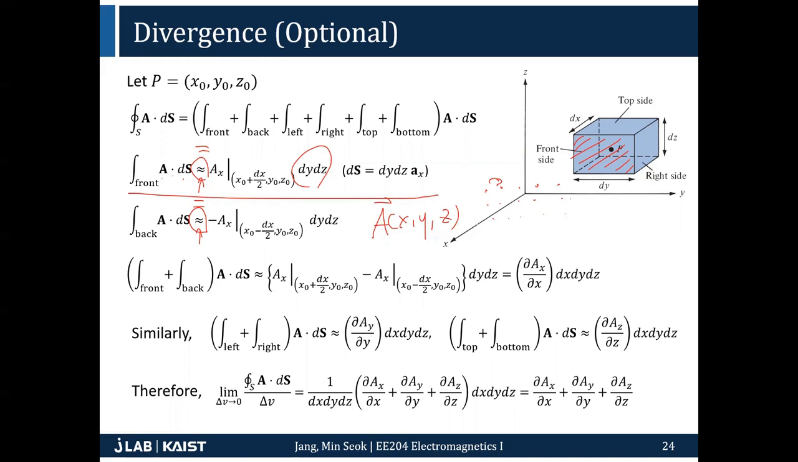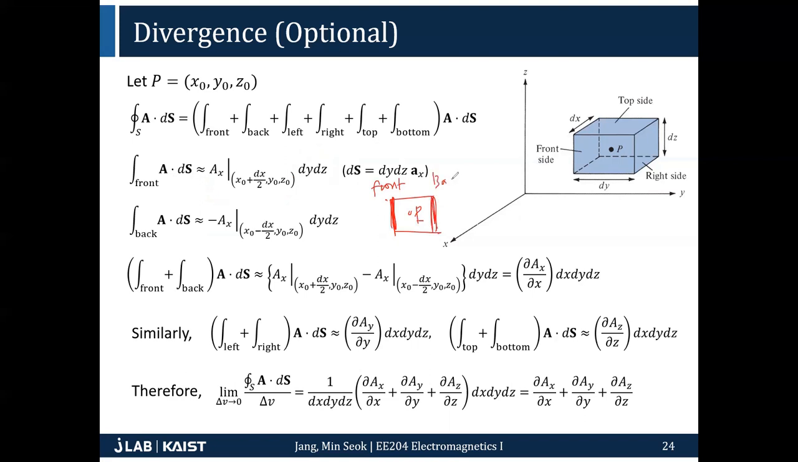And then Jonghyun said, can I listen to the explanation about the minus sign in the back part again? Yeah, that's also a good question. So this is related to the definition of the surface vector. So let's say you have a box and this is P. And then let's say this is the front surface and this is the back surface. Okay. And then this is your x-axis.